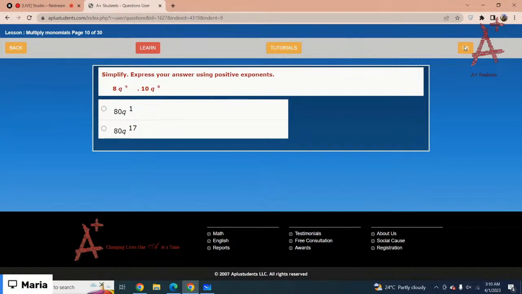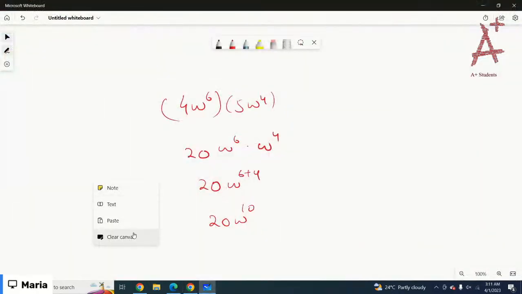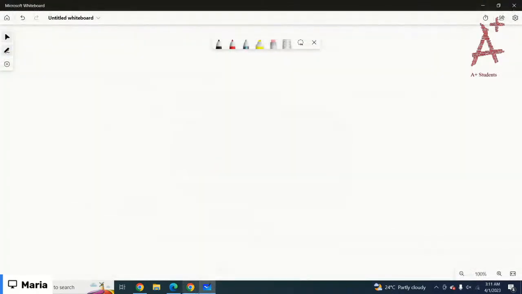Okay, the next one is 18q9 times 10q8. So we're going to multiply the coefficients. 10 times 8 is 80. When multiplying the variables, we have to add their exponents. Got it? One of them has exponent 9 and the other one has 8, so 18q9 and 10q8. You have to do 10 times 8, that would be 80, and 9 plus 8.